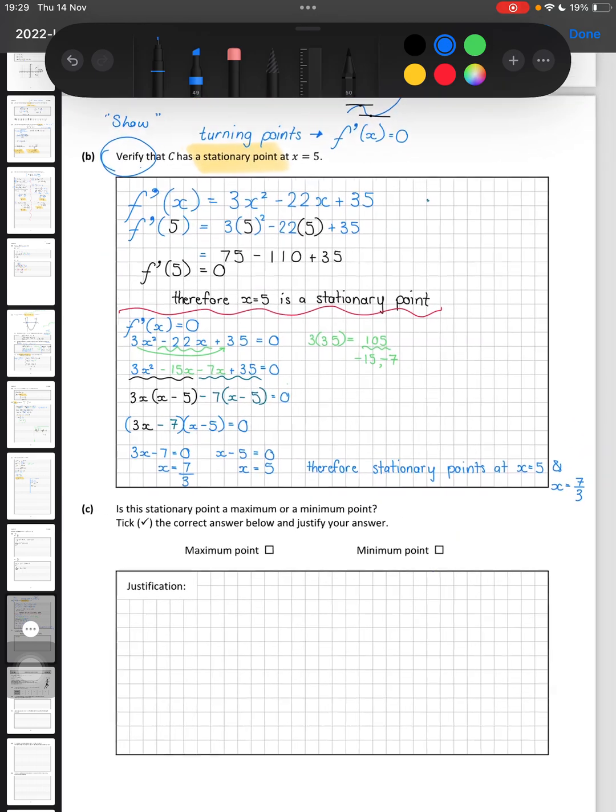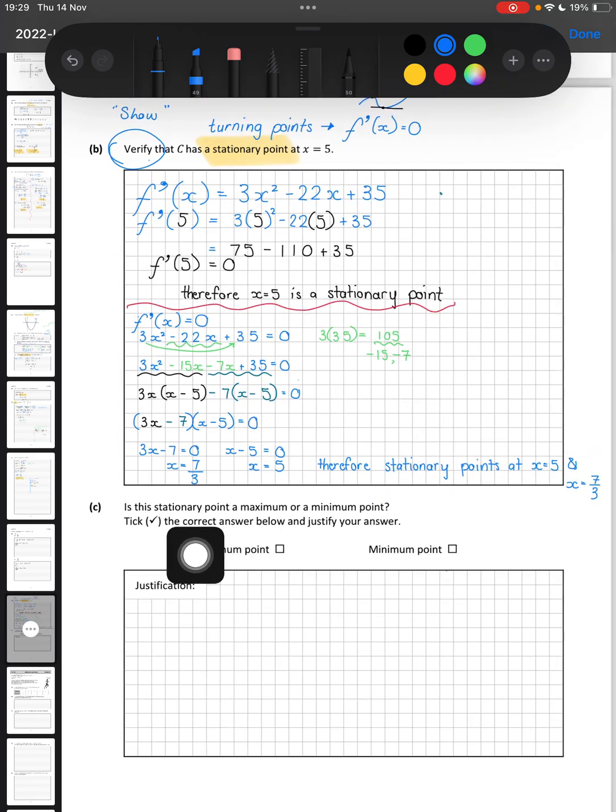Okay, the question then says, is this stationary point a maximum or a minimum point? The way that we did this out in class, because we didn't do it by introducing second derivatives or anything, is we're going to find the matching y coordinates to each of my turning points. One of these is a max and one is a min.